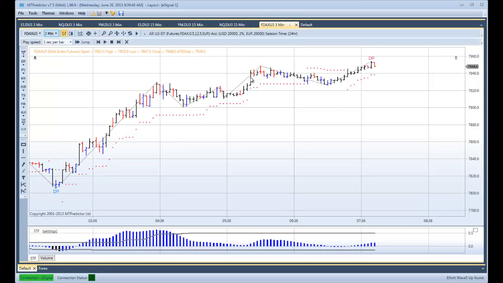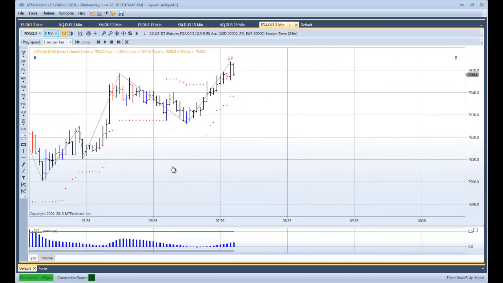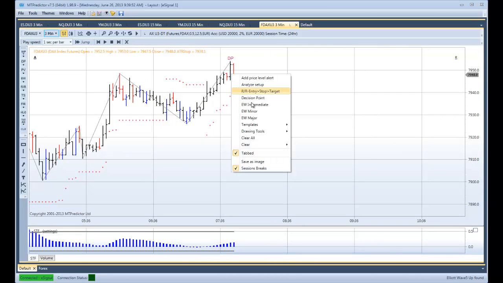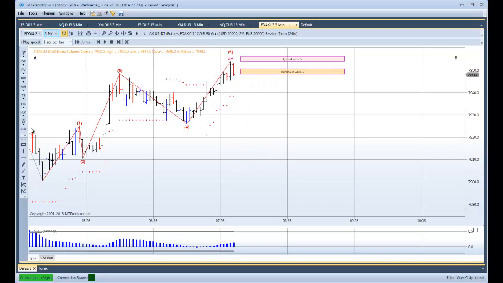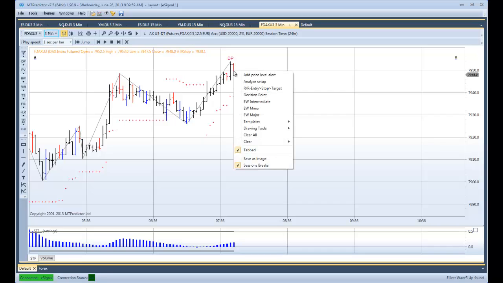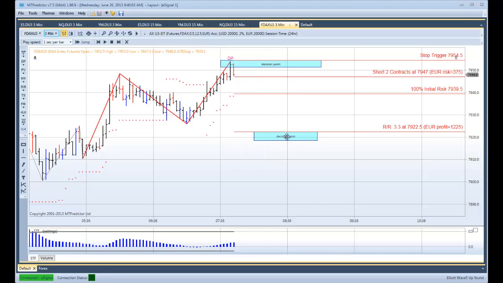And in fact, if I use our training mode and jump back to this bar here, this is what it looked like at the time. So first and foremost, you would have confirmed it's a 5-wave sequence, which it was. You'd then place your analysis on, analyze setup, and there would be your trade setup at the time.